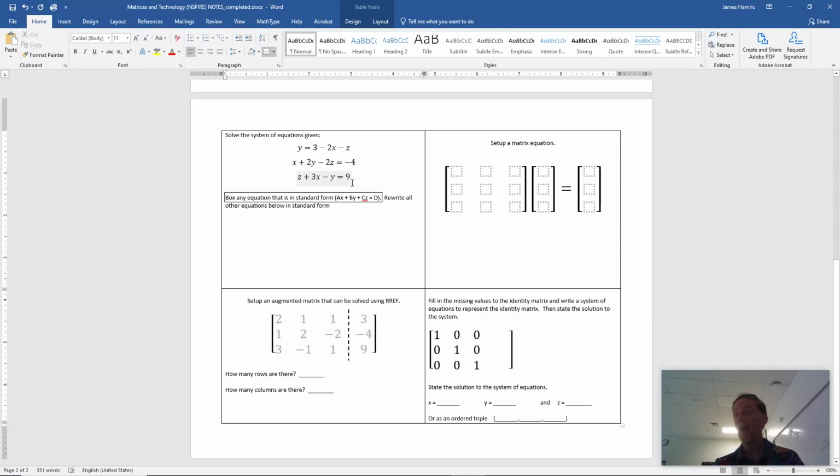The third row is kind of okay, but they're just in the wrong order. So we just need to rearrange. No changing signs here because it's not going across an equal sign. So my bottom row would become 3, -1, 1, and 9.